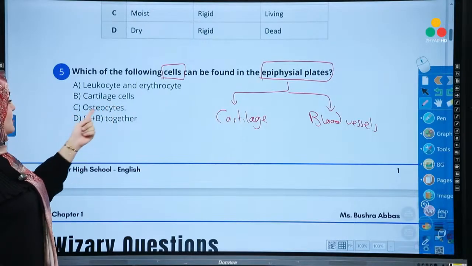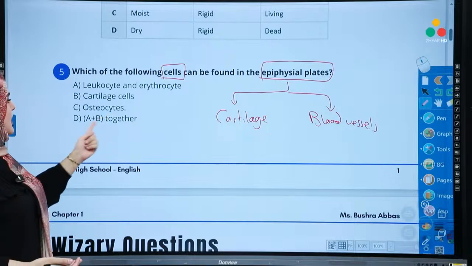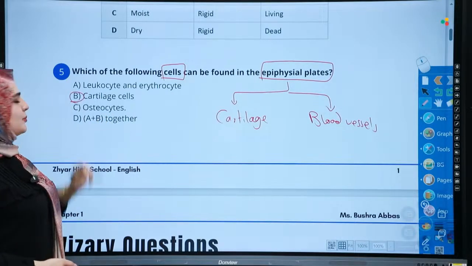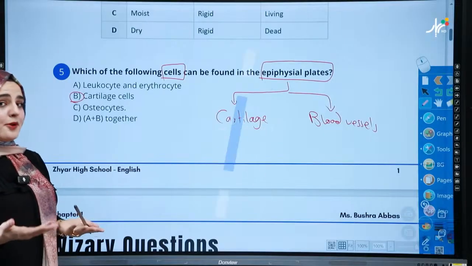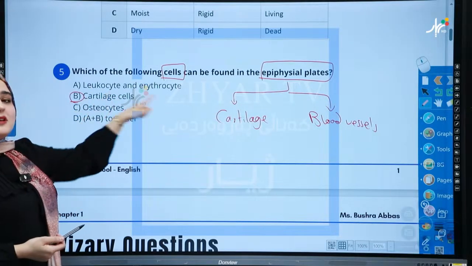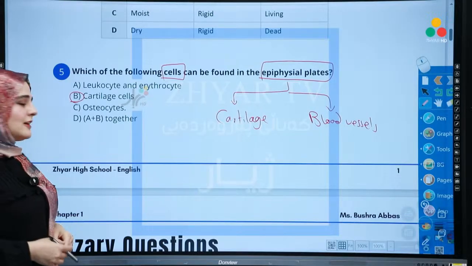see? Osteocyte, that's bone cells. If it's cartilage, it's not bone, so we cannot choose that. A and B together. Of course, normally we choose B. Very easy, right? But no, we should think it through. Do you know what's the meaning of these two? We studied it in chapter 2, section 2.